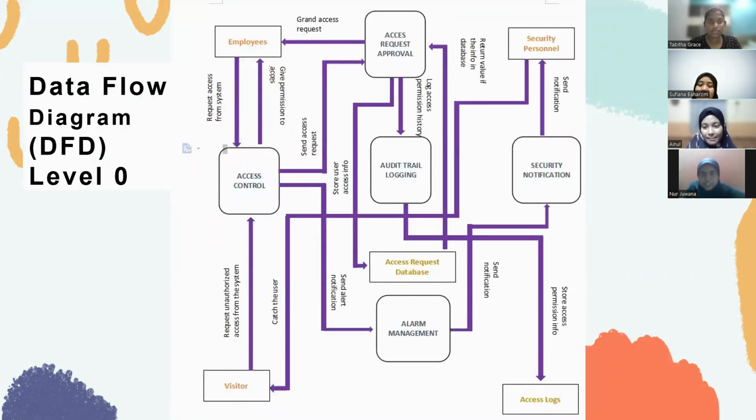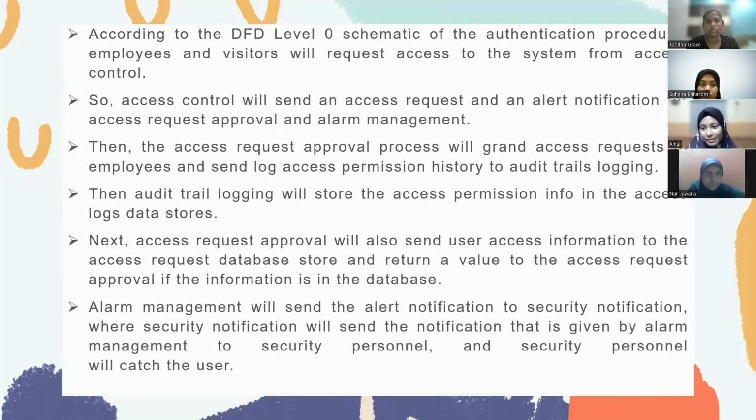Okay, so now I and Sufiana will explain about the data flow diagram for DFD level 1. So this is the process of DFD level 1.